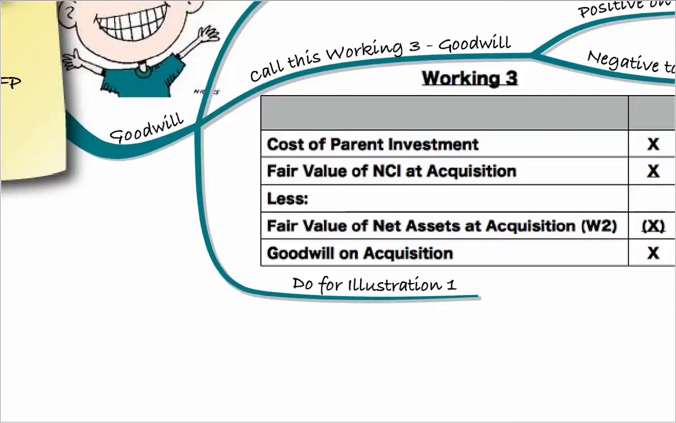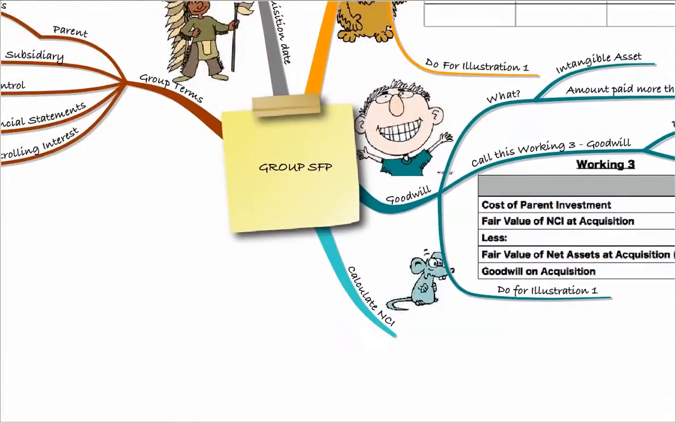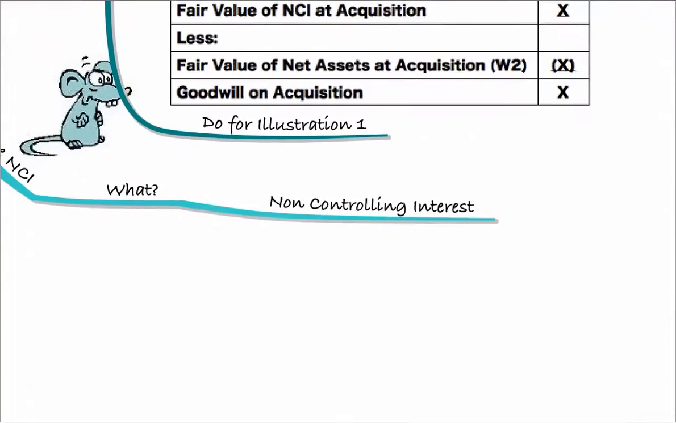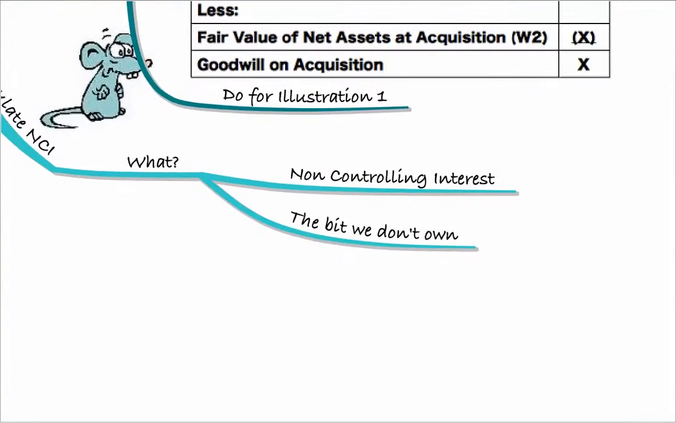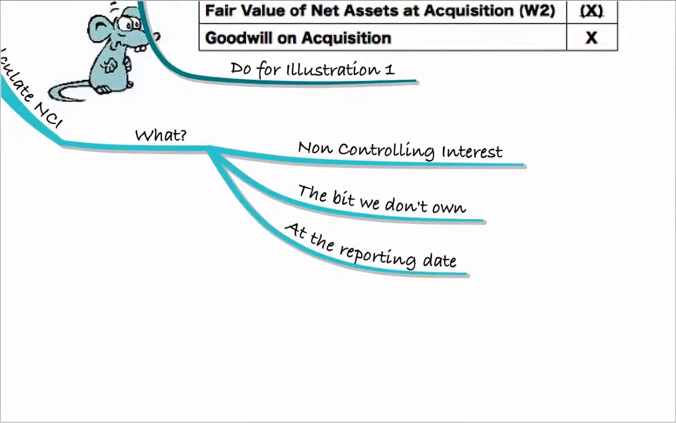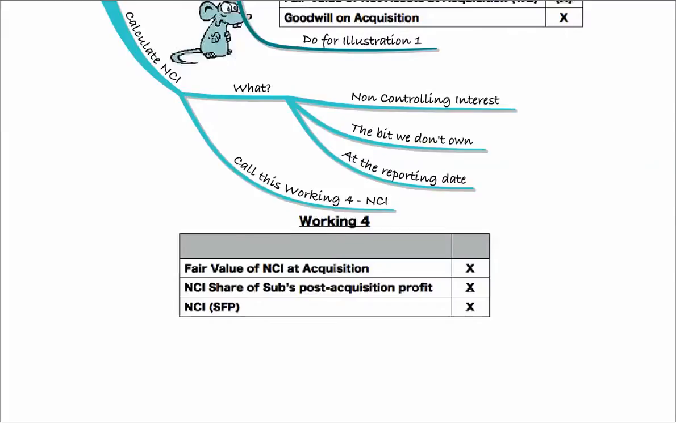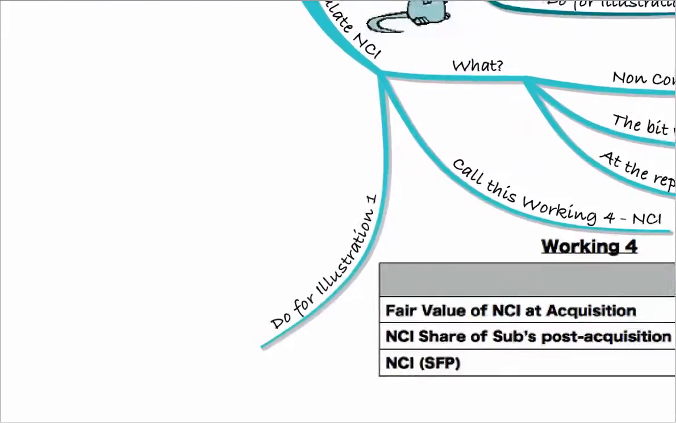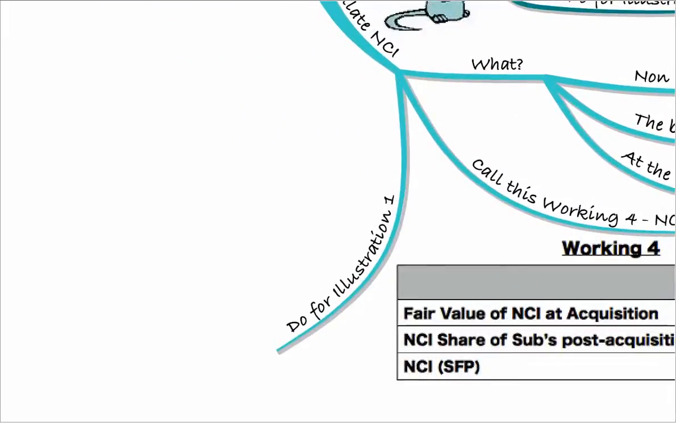We calculated it, and then we moved on to our NCI. Remember, this is the non-controlling interest. It's the bit we don't own, and we're trying to value it at the reporting date. We do it through working 4, which is the fair value of the NCI at acquisition, usually given to you in the question, plus the NCI share of the post-acquisition profit of the subsidiary, and we can work that out from working 2. So we'll see that in future workings that we do in future illustrations. And that gives us our NCI. So we did that for illustration 1 in our simple example in the workbook.